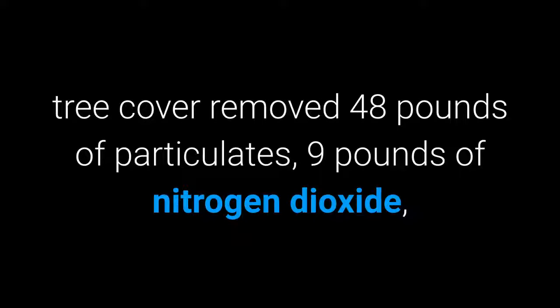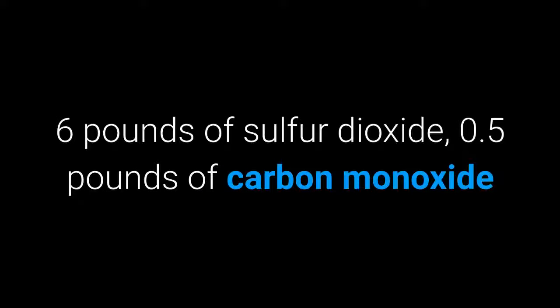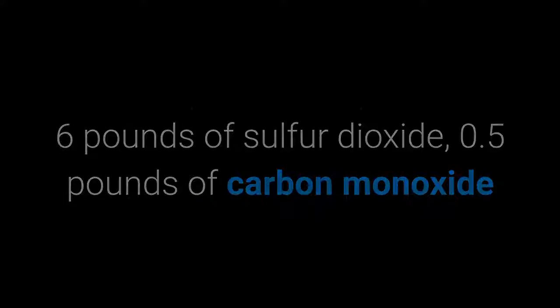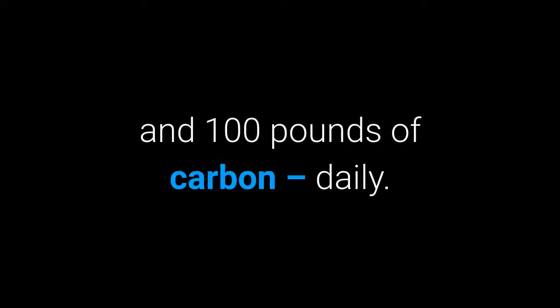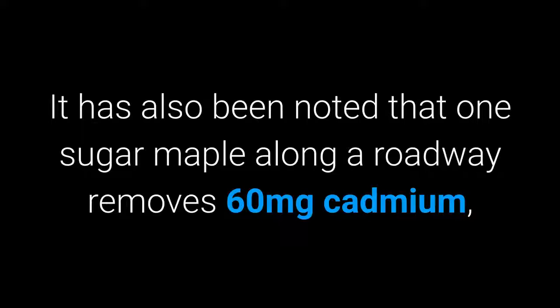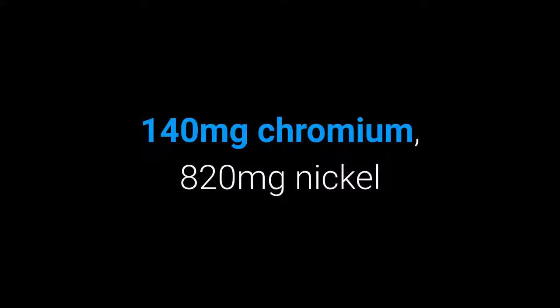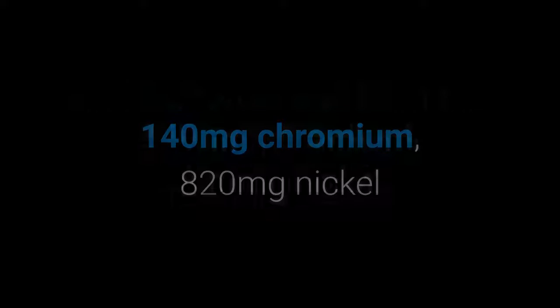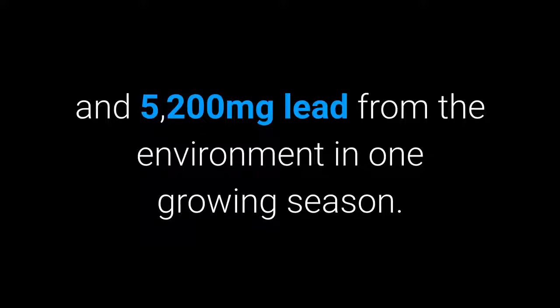Studies have shown that in one urban park, tree cover removed 48 pounds of particulates, 9 pounds of nitrogen dioxide, 6 pounds of sulfur dioxide, 0.5 pounds of carbon monoxide and 100 pounds of carbon, daily. It has also been noted that one sugar maple along a roadway removes 60 mg cadmium, 140 mg chromium, 820 mg nickel and 5,200 mg lead from the environment in one growing season.